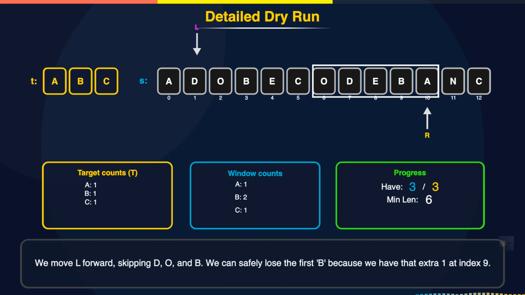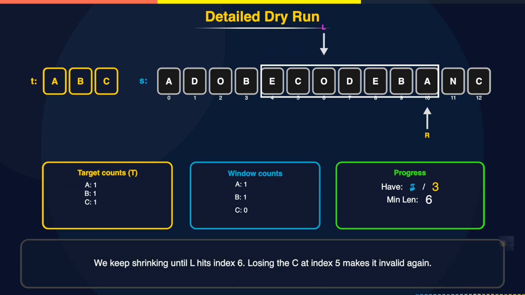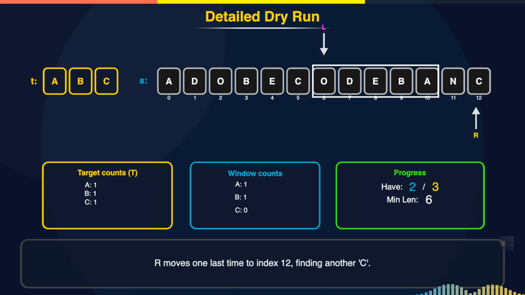Let's shrink it. We move L forward, skipping D, O, and B. We can safely lose the first B because we have that extra 1 at index 9. We keep shrinking until L hits index 6. But losing the C at index 5 makes it invalid again. R moves one last time to index 12, finding another C.